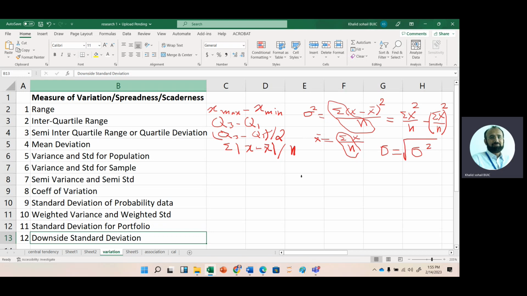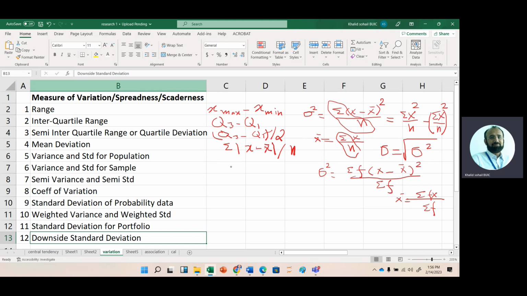Now for sample data, and definitely we have the formula for group data as well. So variance for group data is summation f (x minus x bar) square divided by summation f, and we have a computational formula as well, where x bar equals, because it is group data, summation fx divided by summation f.